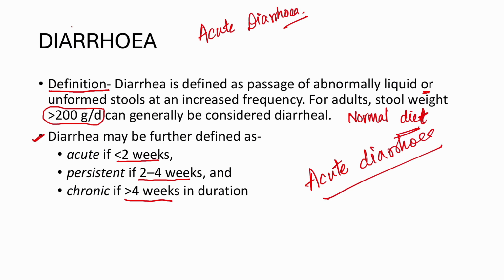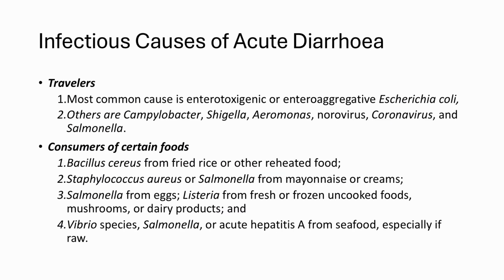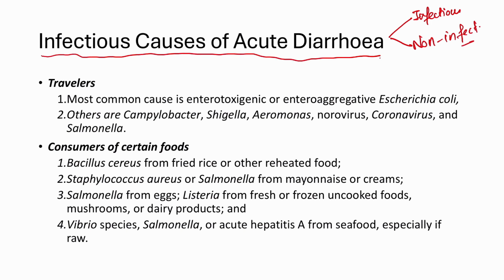So, coming to the causes of diarrhea. The causes of acute diarrhea are infectious and non-infectious. In this slide, we will be discussing the infectious causes of acute diarrhea. Different population groups are prone to different kinds of infections.